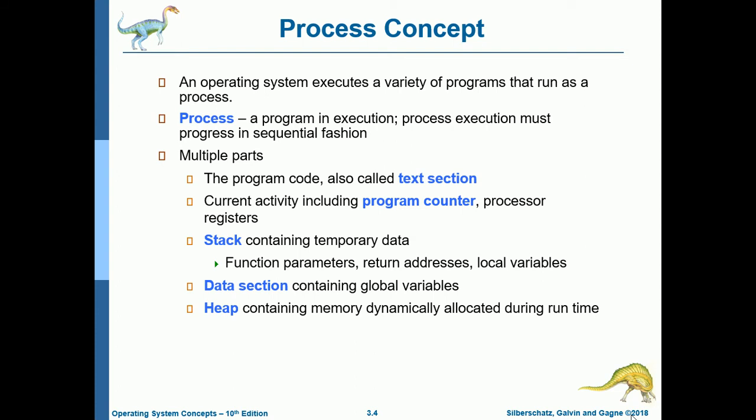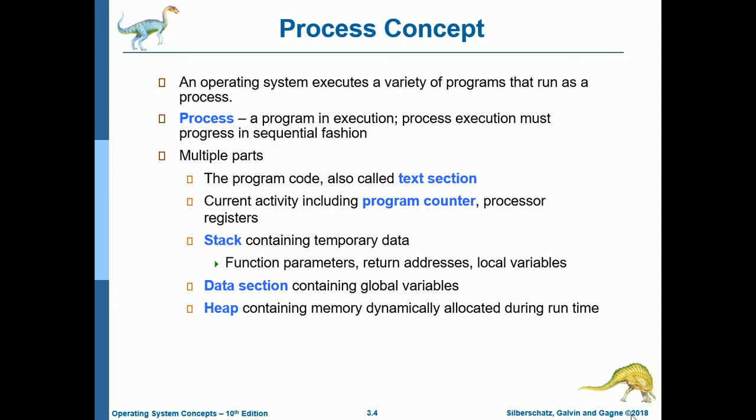First, we have the process concept. An operating system executes a variety of programs that run as a process. As the definition, a process is a program in execution. Process execution must progress in sequential fashion, so it should not be in random fashion.